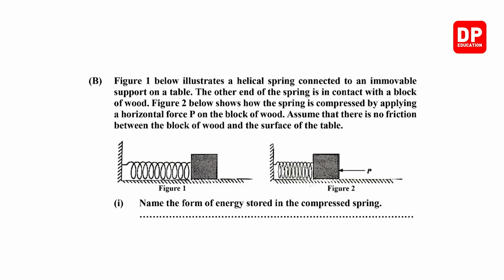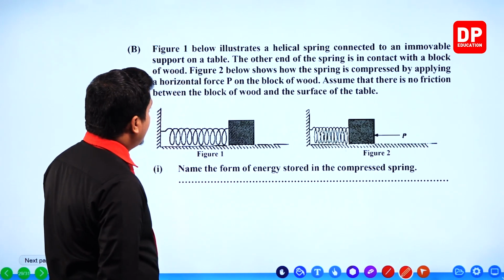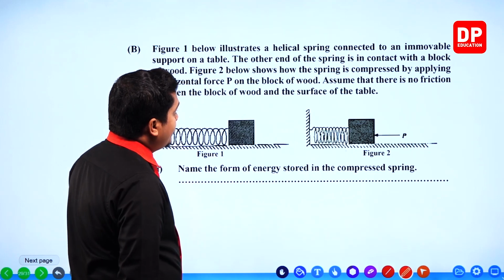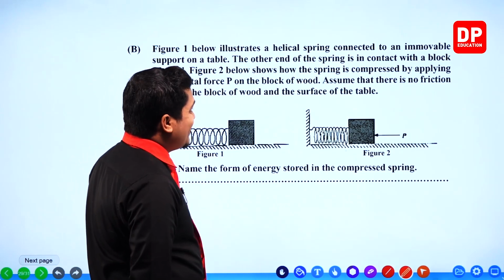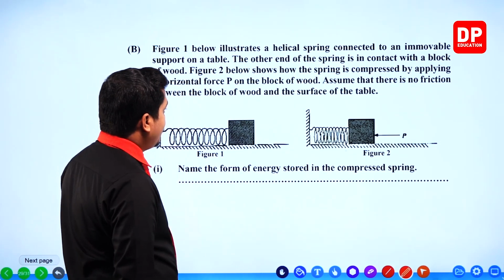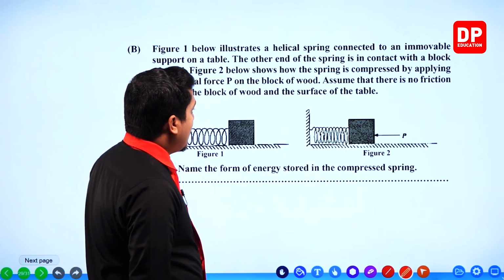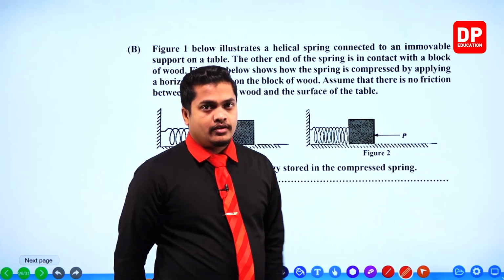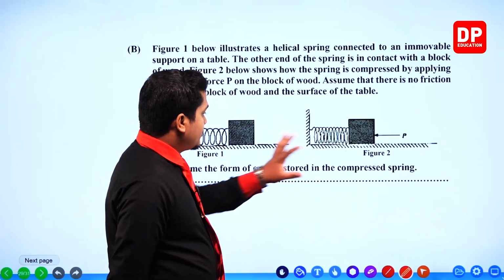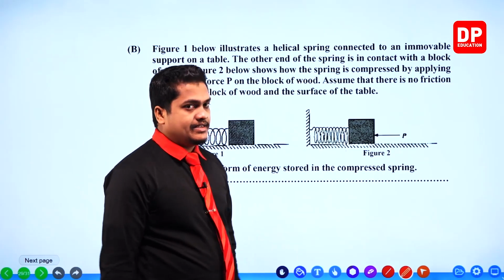So, we have answered the first part successfully. Now, let's go for the second part. Figure 1 below illustrates a helical spring connected to an immovable support on a table. The other end of the spring is in contact with a block of wood. Figure 2 below shows how the spring is compressed by applying a horizontal force P on the block of wood. Assume that there is no friction between the block of wood and the surface of the table. So, there is a spring like this. We compress the spring by applying a force P. Then we release it. Okay.